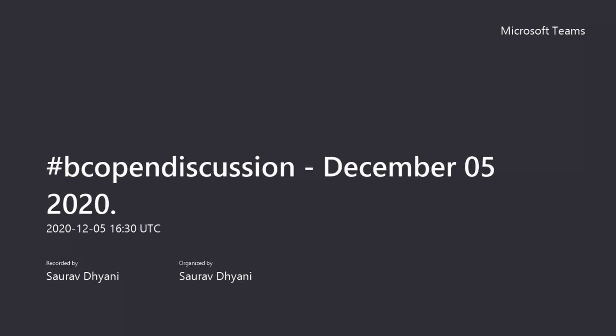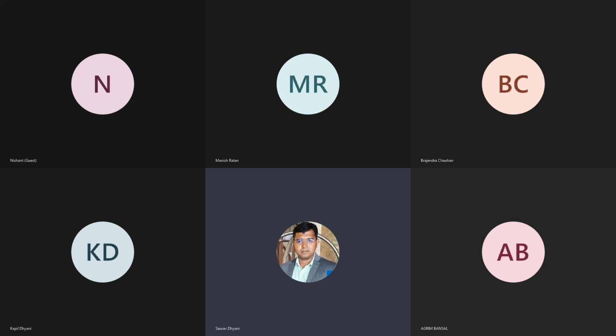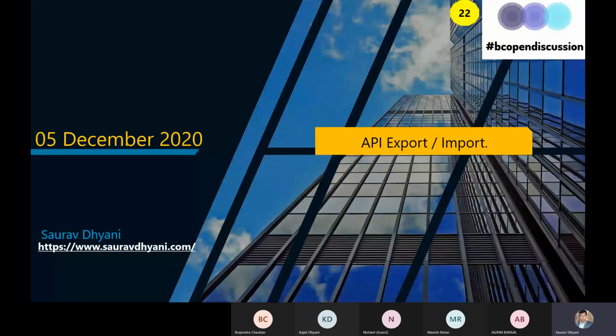Okay, so we are here on the 22nd PC Open discussion. We are doing pretty well. I have two questions that I received during this week. We'll quickly go through them, and then we'll continue from where we left last time about the API or web service export and import.